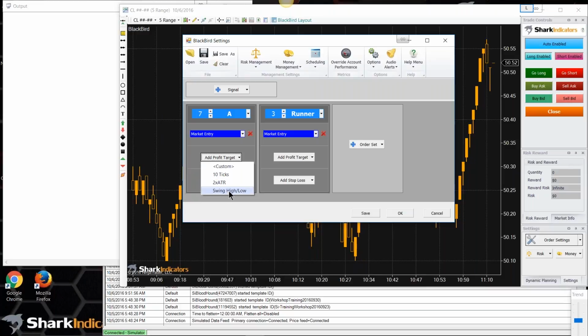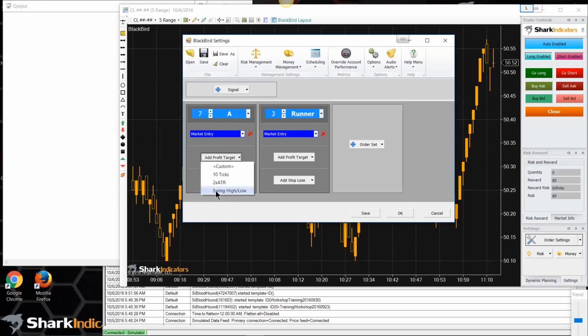Yeah, so while we're on the topic here, actually, we'd have to use a custom here. So I'll cover that here in just a moment. If we wanted to set our profit target based on a moving average indicator, yeah, we could set a custom profit target to do that here. But first, let me just cover the swing. Well, actually, I'll cover it right after the swing high-low.